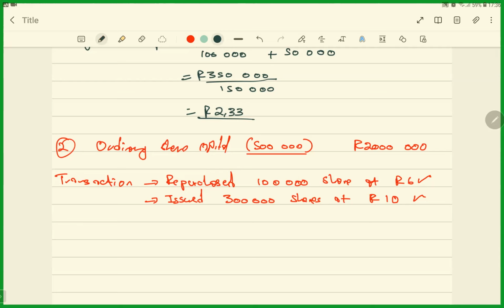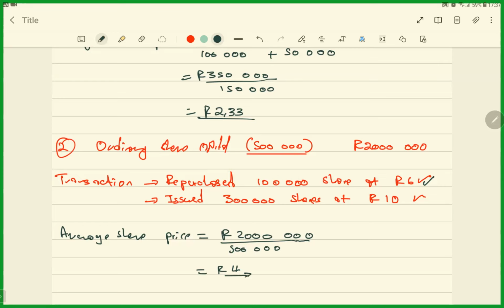So to calculate the average price, we take 2 million rands. This represents the value of all shares that have been issued before we repurchase shares. We divide it by the number of shares that have been issued before we repurchase shares. If we take 2 million and divide it by 500,000 shares, it gives how much? I'm calculating 4 rand. Yeah.